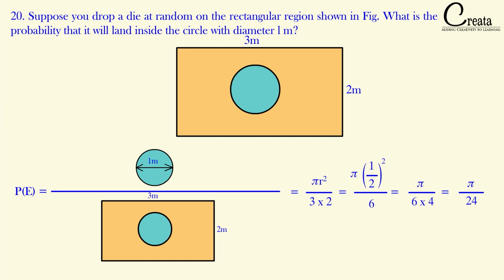We can rewrite pi as 22 by 7. So we also get the answer as 11 by 84. You can use either of the two. On solving, we got the answer as 11 by 84. So students, we are done with question number 20.